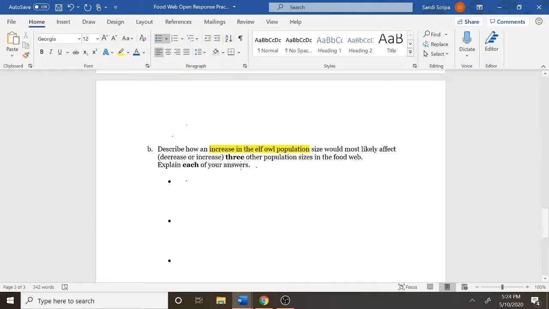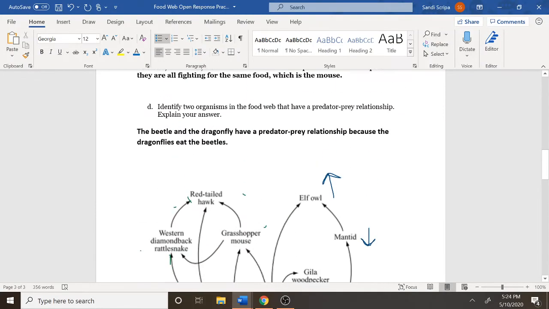All right, so the mantid population would decrease because there are more elf owl predators eating them. All right, so that's one. We're going to find 2 more. All right, so we're going to scroll back up.